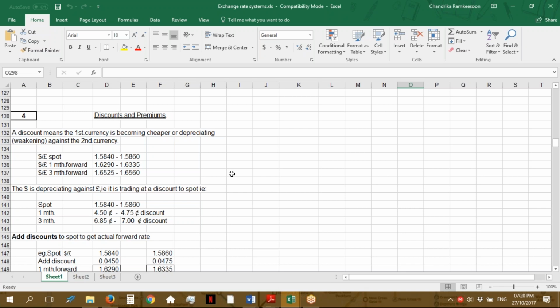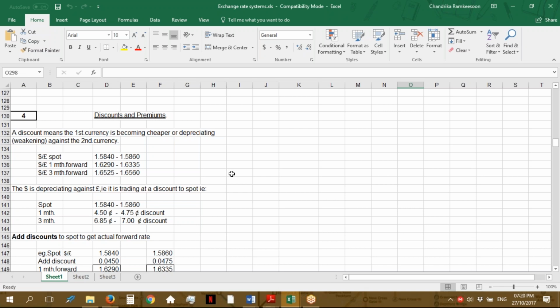But in order to calculate a forward rate, you may need to use a discount or a premium. Now remember, and this is very important, because anytime the examiner brings forward rates, you will have to use discounts or premiums. Remember, a discount implies that the exchange rate is expected to weaken against the other.